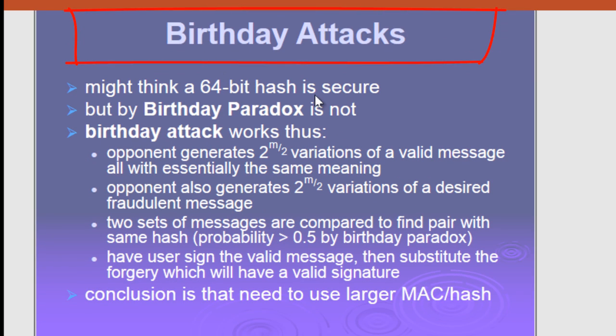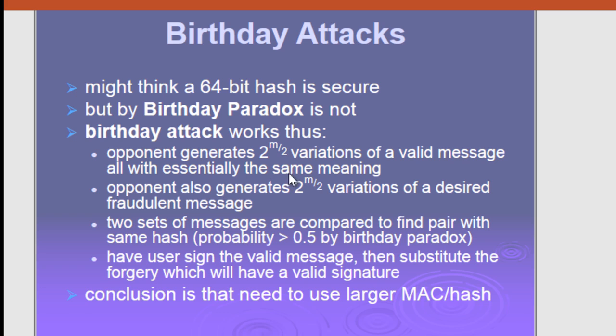Now, birthday attacks. It is an attack on hash functions used with public key encryption. Take a 64-bit hash. You can think that a 64-bit hash is secure, but it is not. It is attacked by the birthday paradox. What the opponent does is generate 2 power m by 2 variations of valid messages.